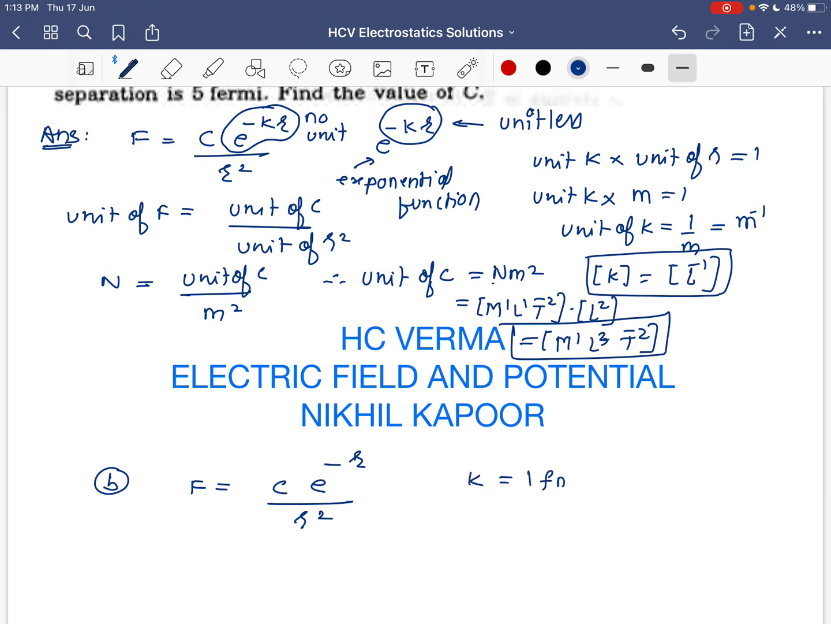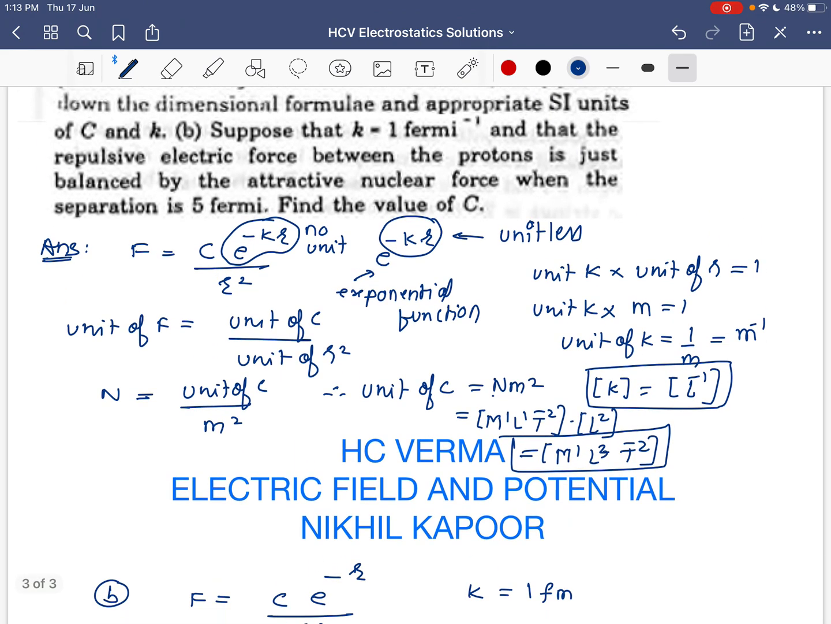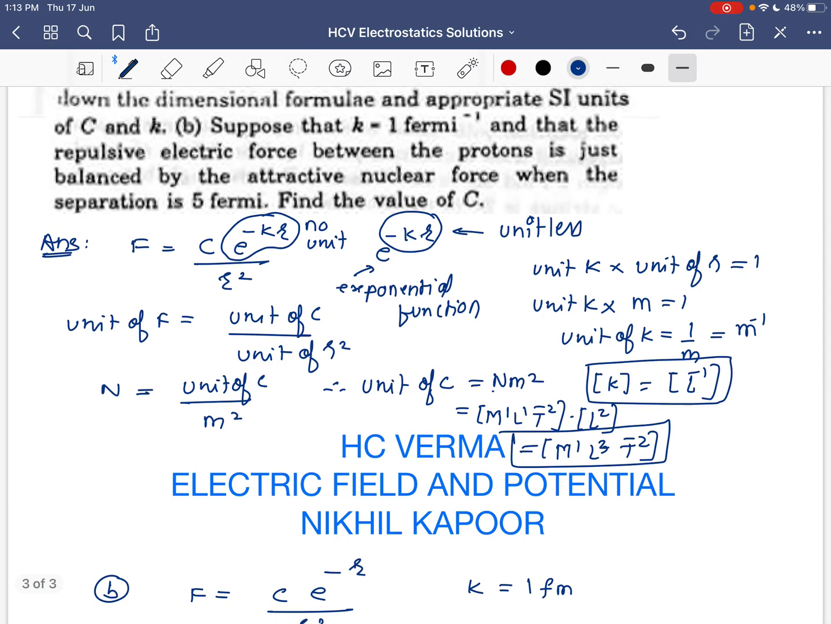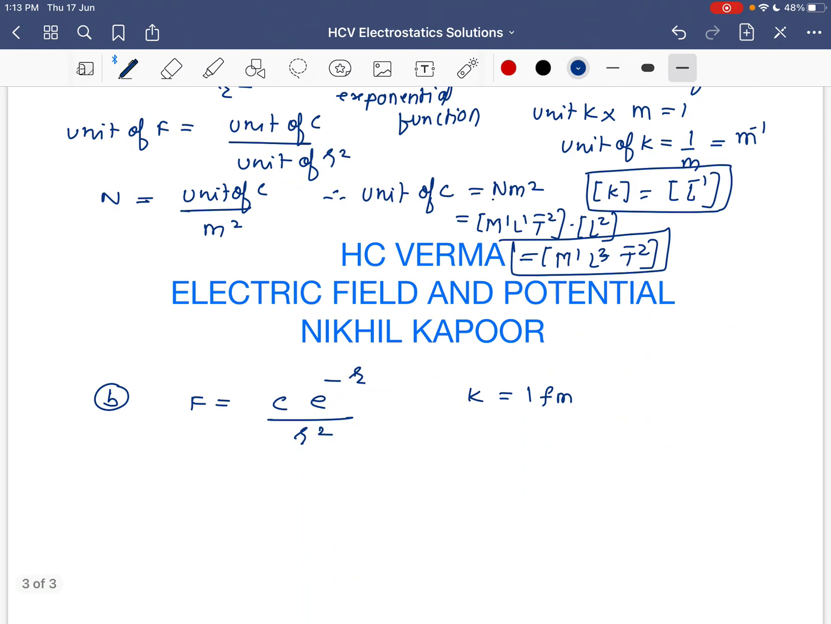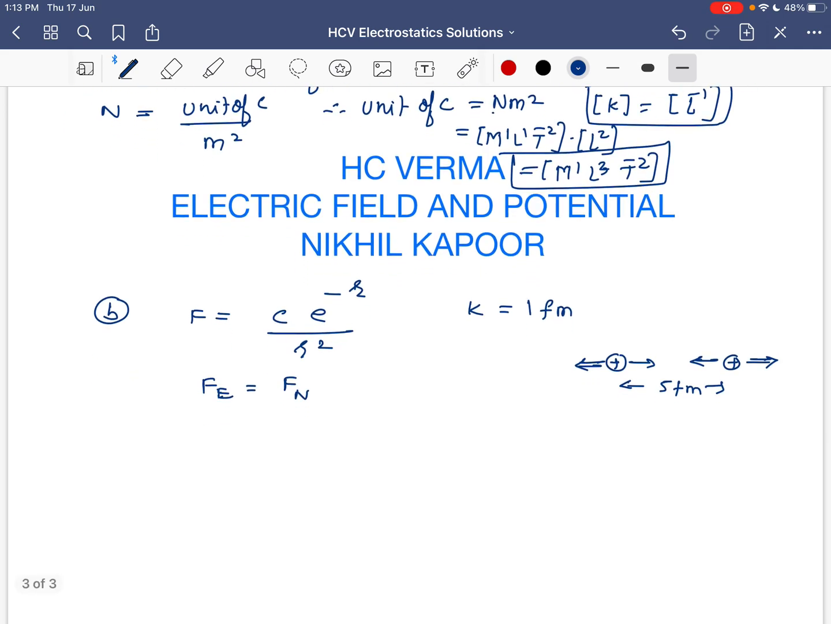K is 1 Fermi. Next, the repulsive force between protons is balanced by the attractive force of the nucleus. So here the nuclei is attracting, while the electrostatic force, they are repelling. And this is being balanced when the distance is 5 Fermi. It means the electrostatic force between two protons is balanced by the attractive nuclear force.